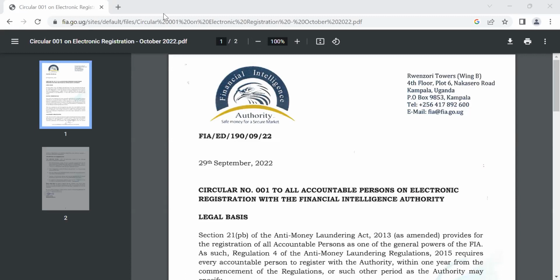Like we said, the process is online. There's no need for you to come physically to our offices. It's just your time that is required to do the registration. Any other question? Thank you for that. Any other question?